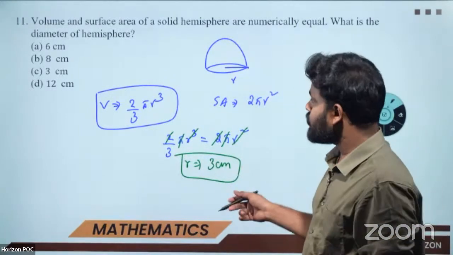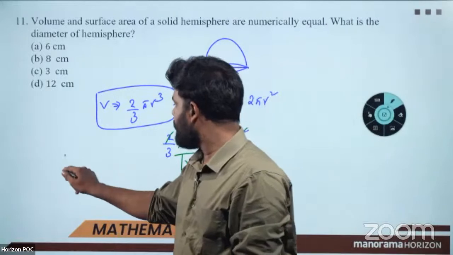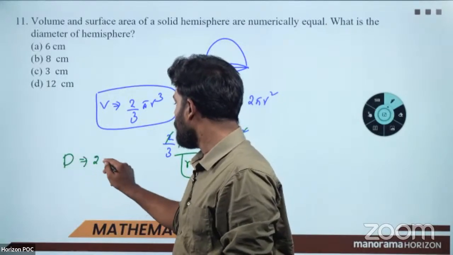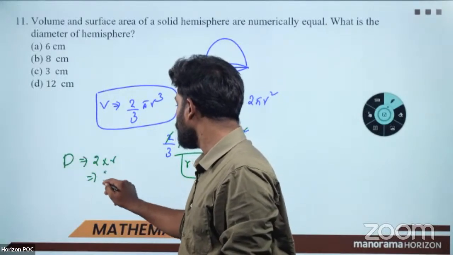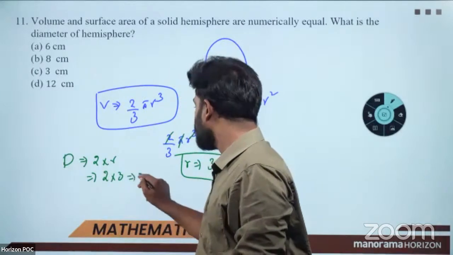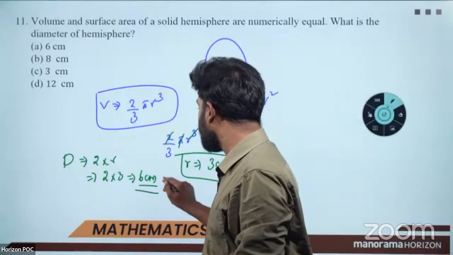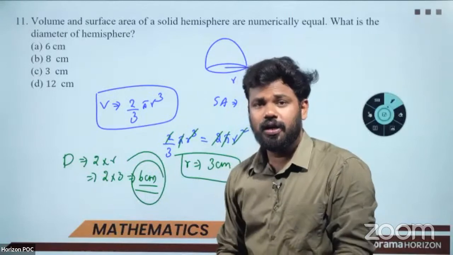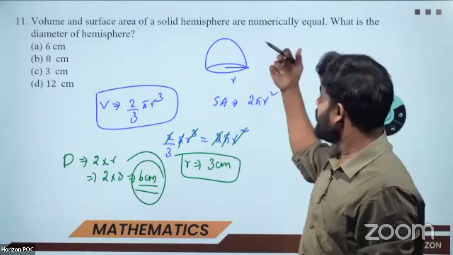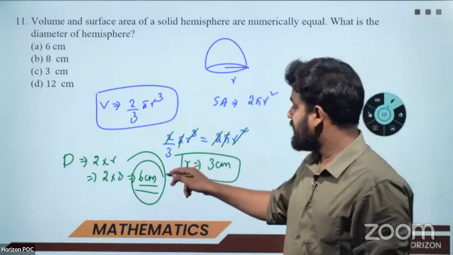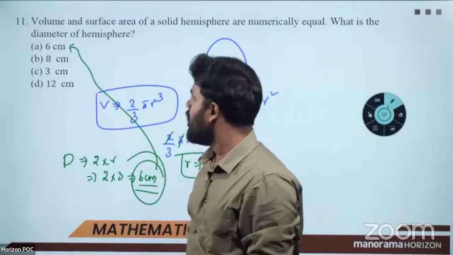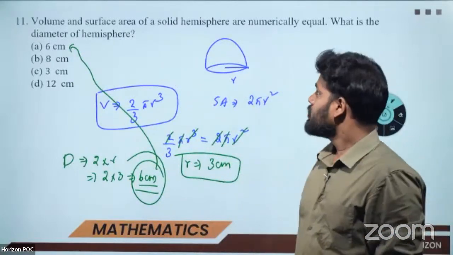So when you have the radius as 3 centimeters, they're asking us to find out the diameter. So the diameter will be double the radius. So 2 times the radius, that is 2 into 3, will be equal to 6 centimeters. So what will be the diameter of this particular which one? Yeah, hemisphere. It will be 6 centimeters, which is option A. Got it?